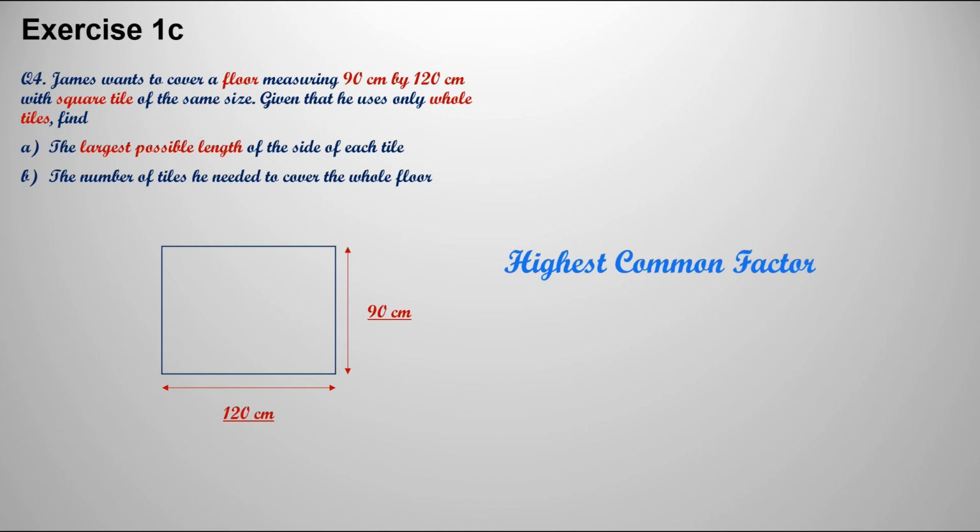So we have extracted all the information. We need to cover a floor of 90 by 120 with square tiles using the whole tile, and now we have to find out the largest possible length of that tile. We have to find out the HCF. We have extracted the information. Now it's a mathematical problem. How do you find the HCF between 90 and 120? You use the prime factor method.